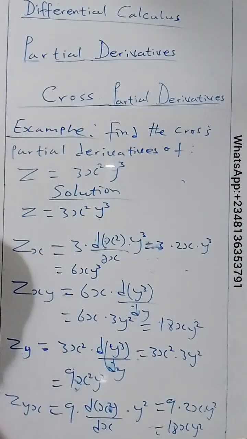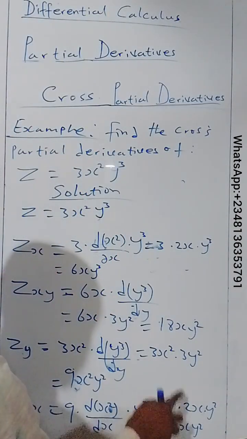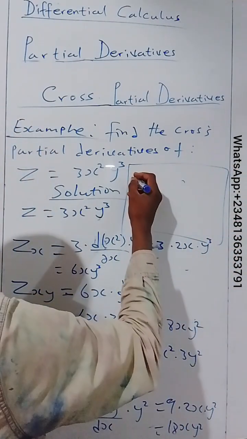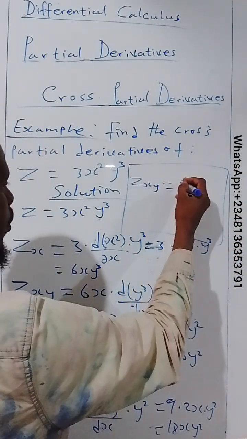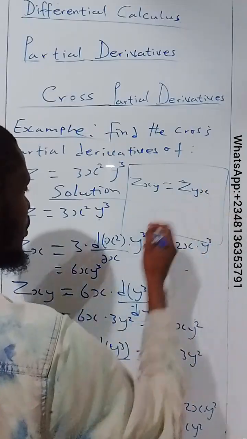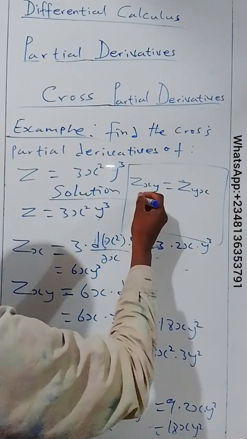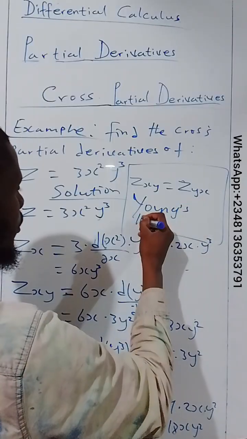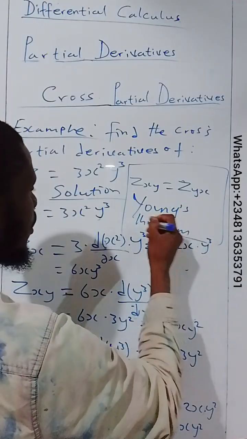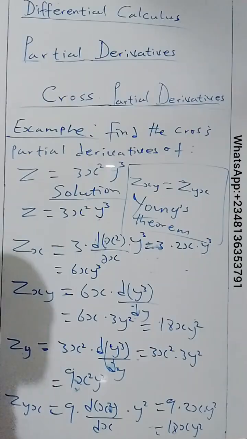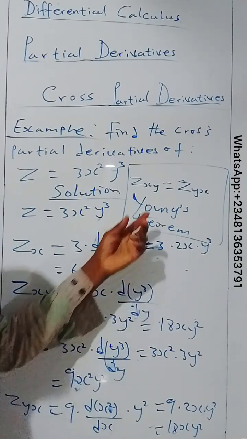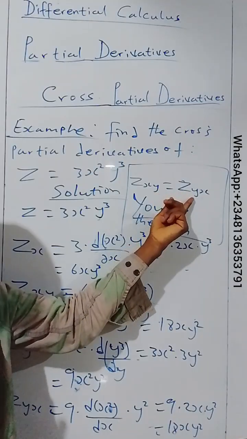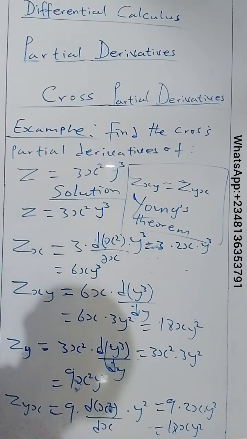So if you check very well, this expression and the earlier one are equivalent. So you have z sub xy equals z sub yx. This is what is called Young's theorem. According to Young's theorem, the cross partial derivative of x on y is equivalent to the cross partial derivative of y on x.